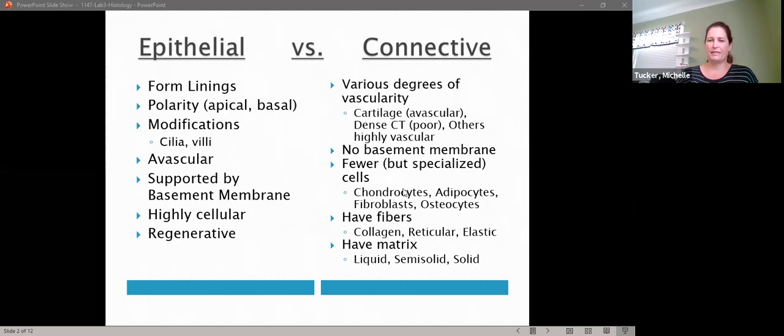And these cells secrete fibers, which are made from proteins. They also secrete the matrix in which they reside, and these protein fibers assemble.